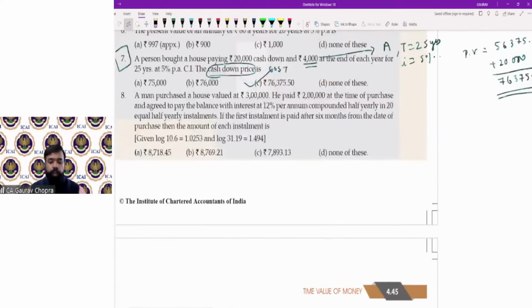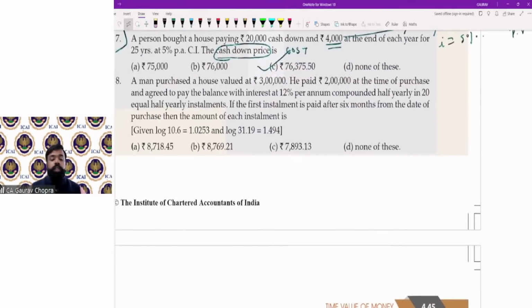Now let's do the eighth one. A man purchased a house valued at rupees 3 lakh. So the cost of the house is given, 3 lakhs. He paid 2 lakh at the time of purchase. Okay, this is already paid. What is the balance? 1 lakh. Now the balance he has to pay at the rate of 12%, compounding half yearly, in 20 equal half yearly installments. So this 1 lakh is to be paid under the installment system.